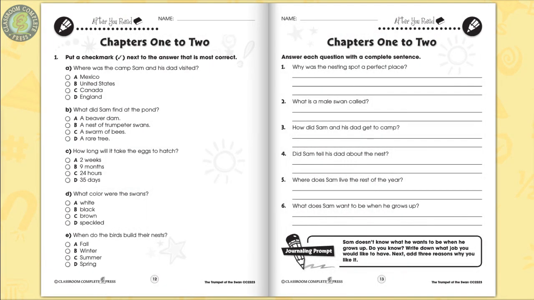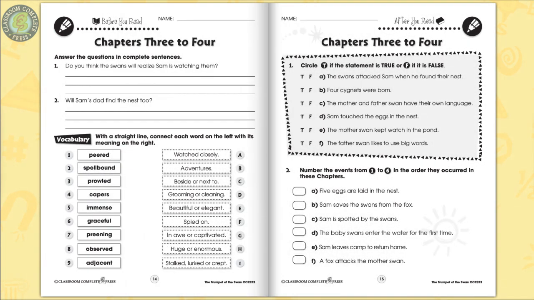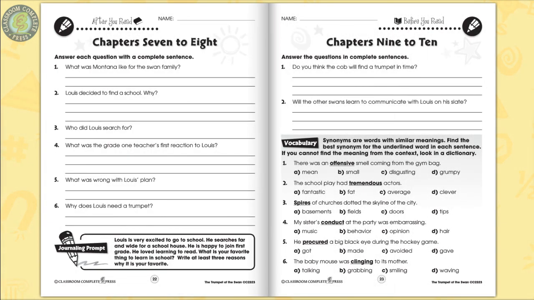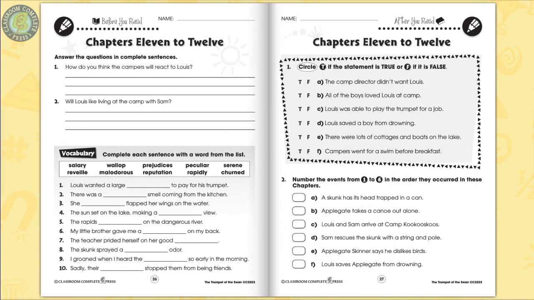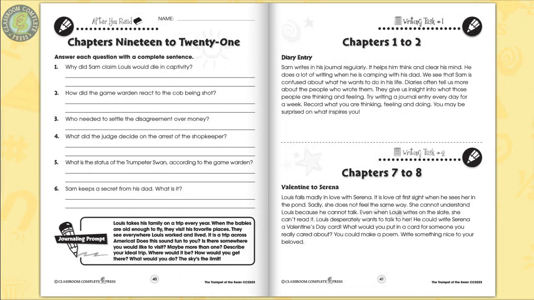Students are prompted to think about their future and imagine what they want to be when they grow up. Put events in the order they occur when Sam meets the swans. Describe what the teacher's first reaction to Lewis was when he decided to go to school. Predict how the campers will react to Lewis. 6 additional writing tasks follow.